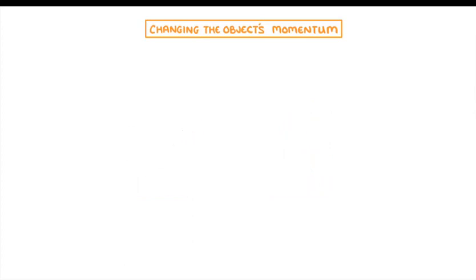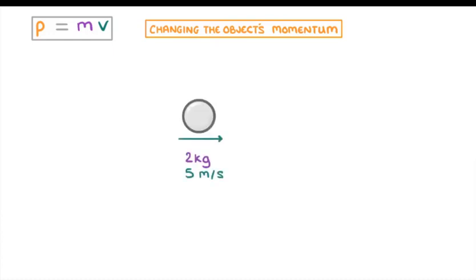We saw in the last video that momentum is equal to mass times velocity. So if we had a 2 kilo particle that was travelling at 5 meters per second, then its momentum would be 2 times 5. So 10 kilogram meters per second.